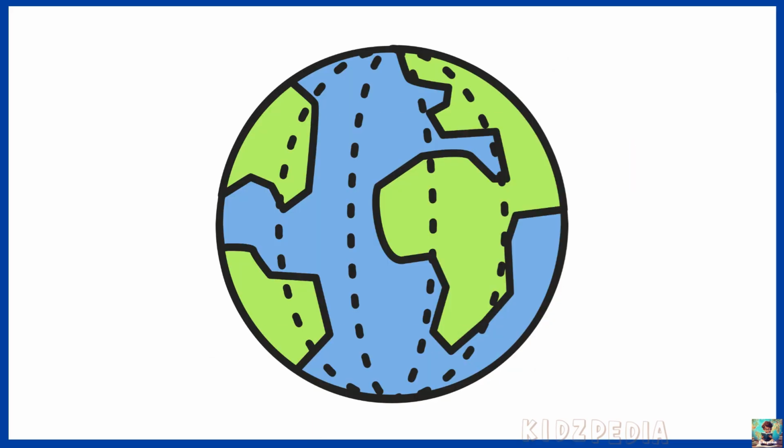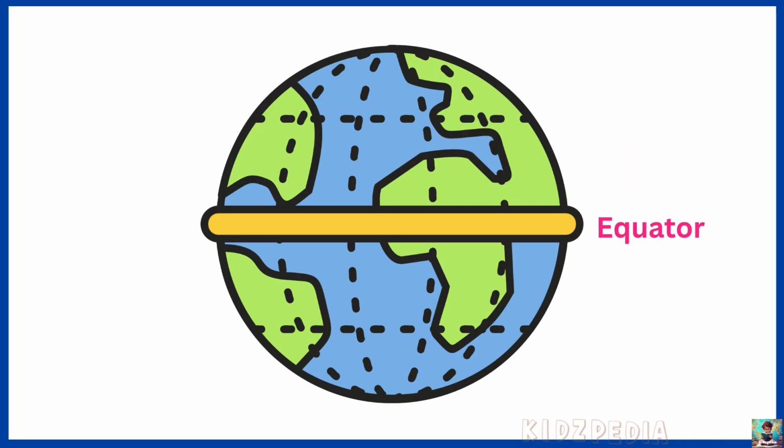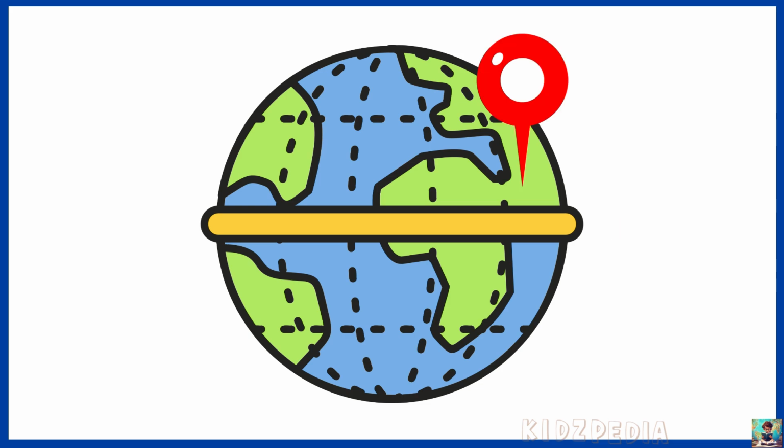Why are these lines important? They help us find any place on the Earth, just like using a map or GPS. If we know the latitude and longitude of a place, we can pinpoint the place exactly.